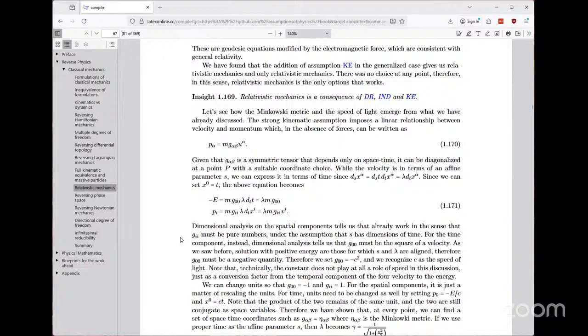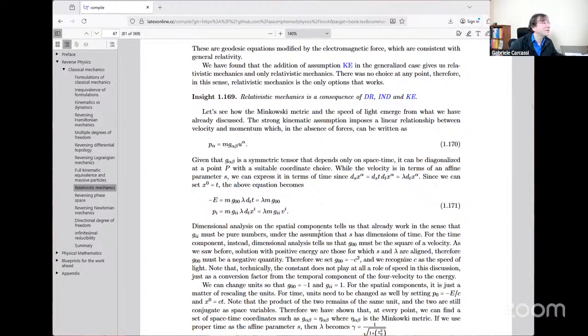For the time component, instead, dimensional analysis tells us that g_00 must be the square of a velocity. As we saw before, solutions with positive energy are those for which s and λ are aligned. Therefore, g_00 must be a negative quantity. Therefore, we say g_00 equals minus c squared, and we recognize c as the speed of light. Note that technically the constant does not play the role of a speed in this discussion, just a compression factor from the temporal component of the four-velocity to the energy.